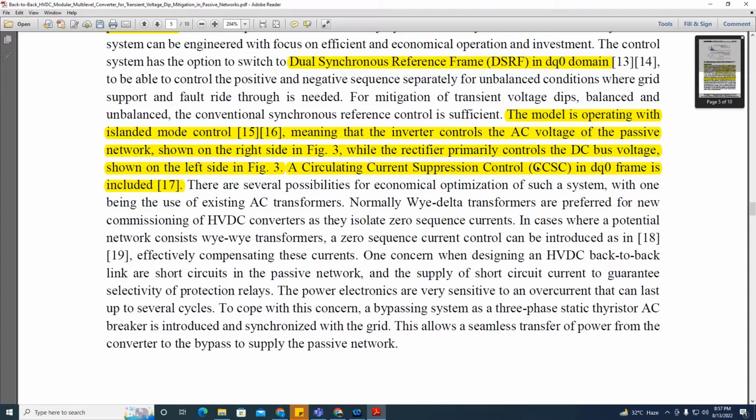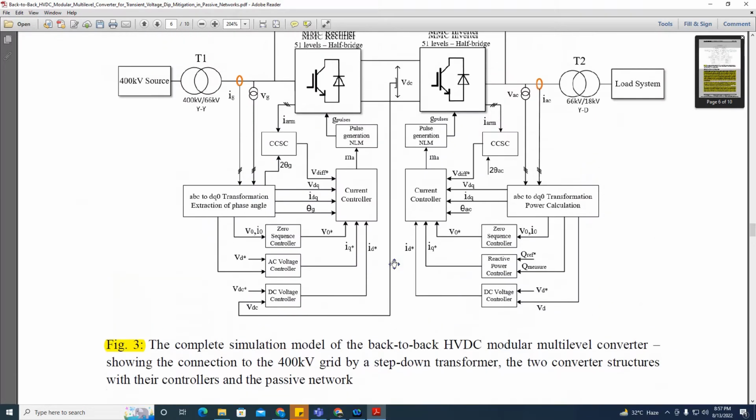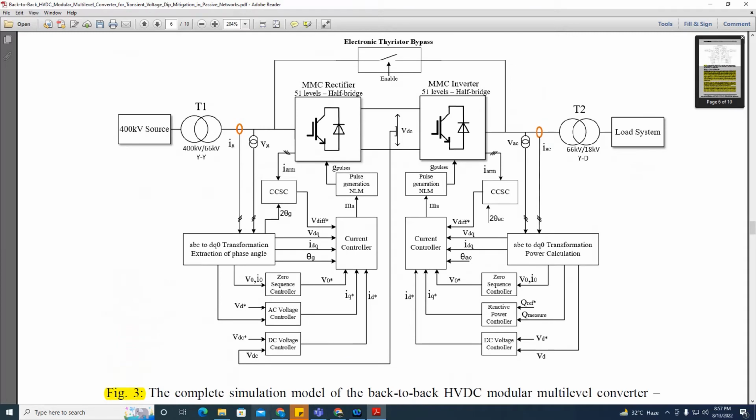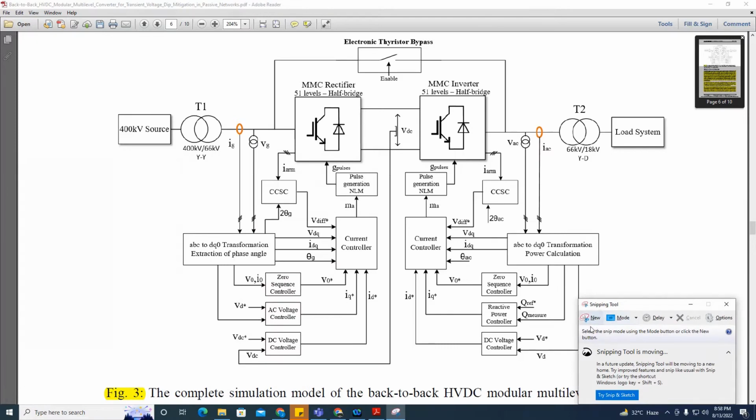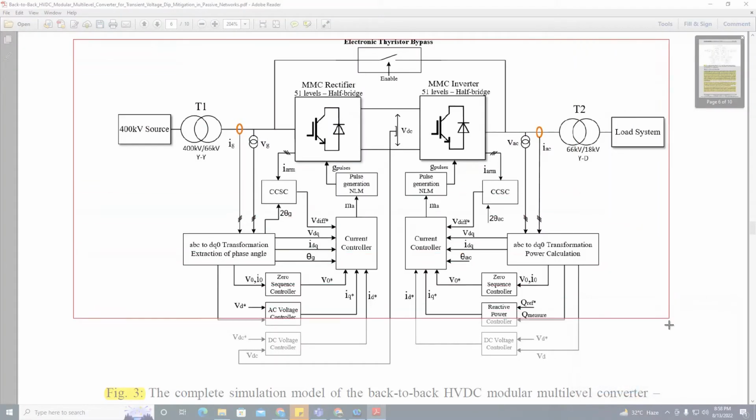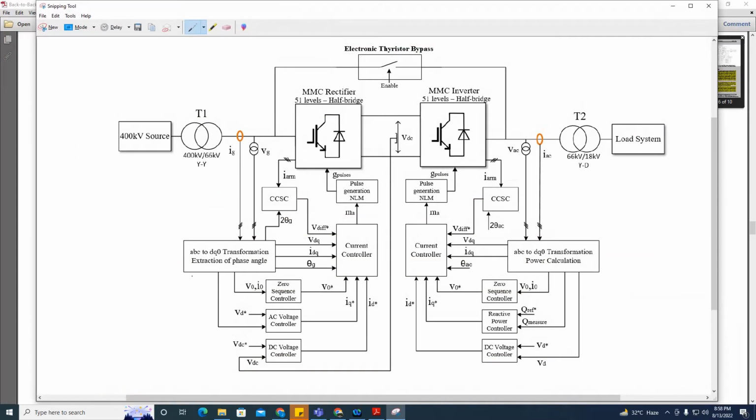And circulating current suppression control is also implemented to eliminate the circulating current. In my previous videos, we have discussed circulating current suppression control in detail, so you can refer to my previous videos. Alright, so this is the model, this is the control implemented in this research work. I have discussed this control, inner loops, outer loops in detail in my previous videos. You can refer to them. Here I will briefly summarize.